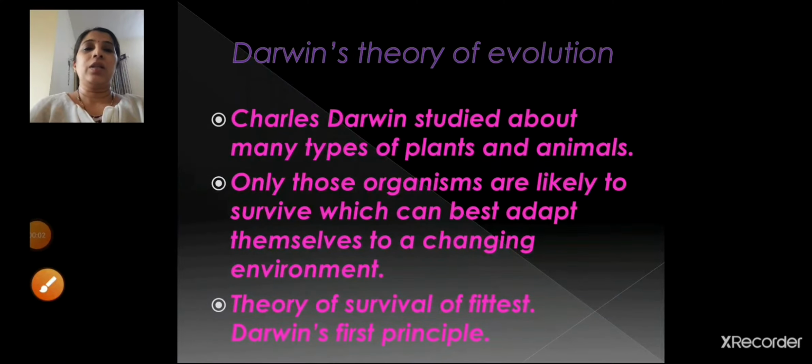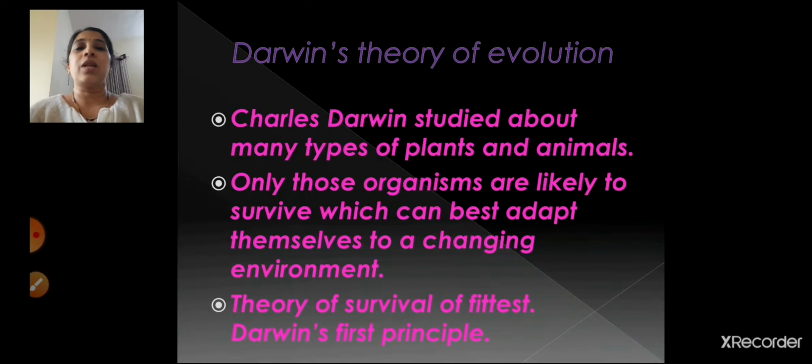So Charles Darwin, this scientist, he studied about different types of plants and animals, and then he made a first principle known as theory of survival of fittest. So what was this theory? Only those organisms are likely to survive which can best adapt themselves to the changing environment, right? So these organisms will only survive who can adapt to the changing environment, right? They can accept this changing environment and they get adjusted to that surrounding. Only those organisms can survive.